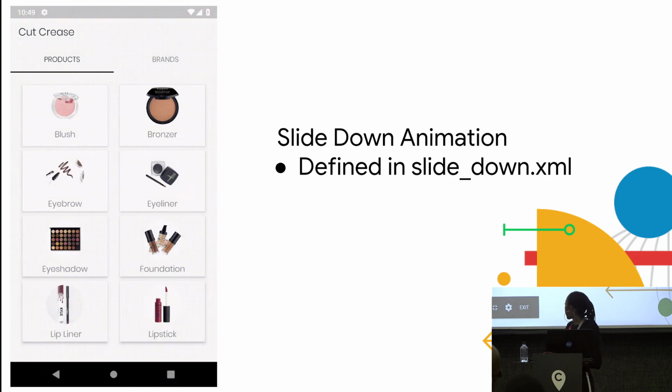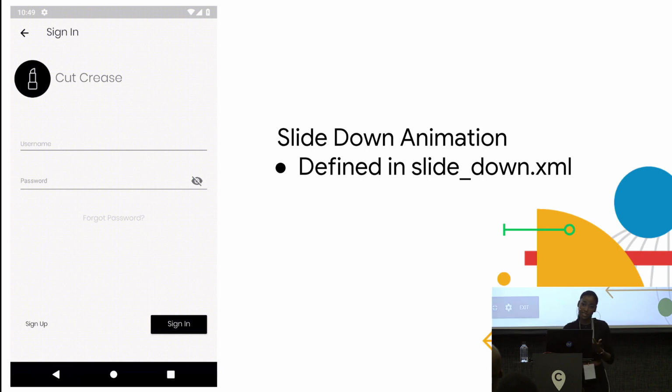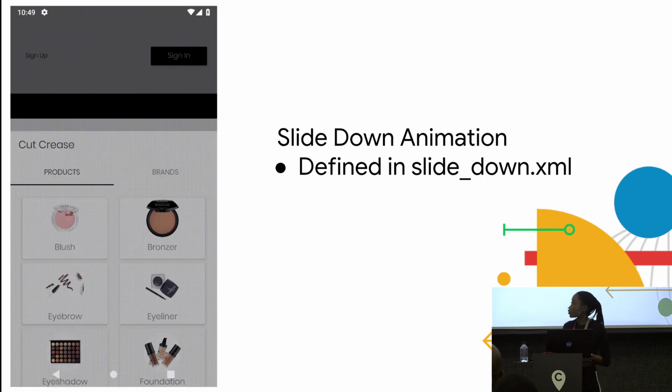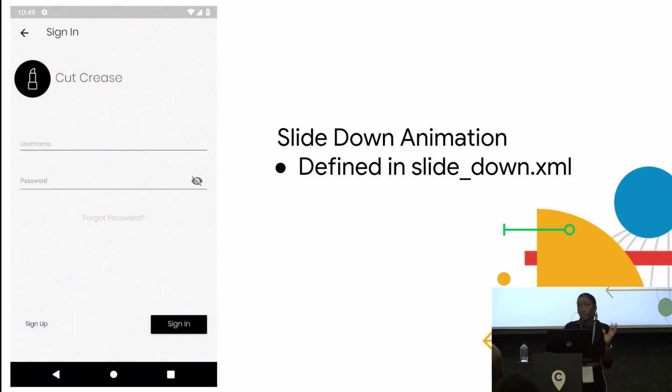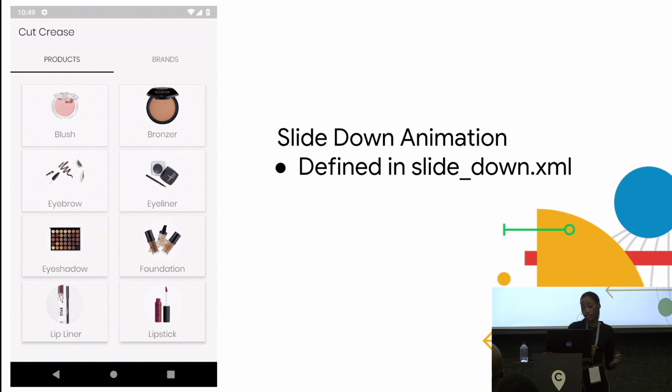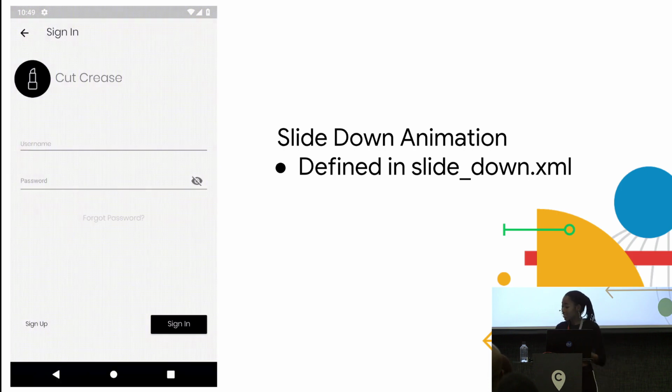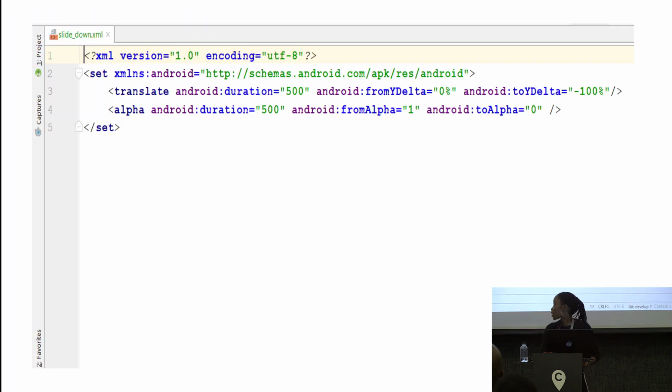And then the next one is when you click the back button, it has to come back down. So if a screen went up when you were navigating to it, it should naturally come back down if you're going back into it. So I defined this in the slide down XML. Let's see what that file looks like.